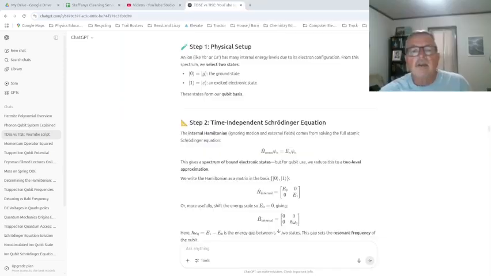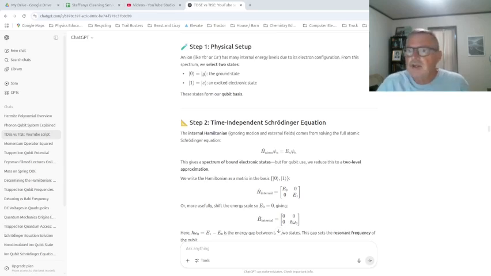An ion, I think that's ytterbium or californium, has many internal energy levels due to its electron configuration, meaning you've got a whole bunch of electron states at different energy levels. Now, why those two are chosen, I don't know right now, but they must be the ones that work. So anyway, here is the 0 and the 1.